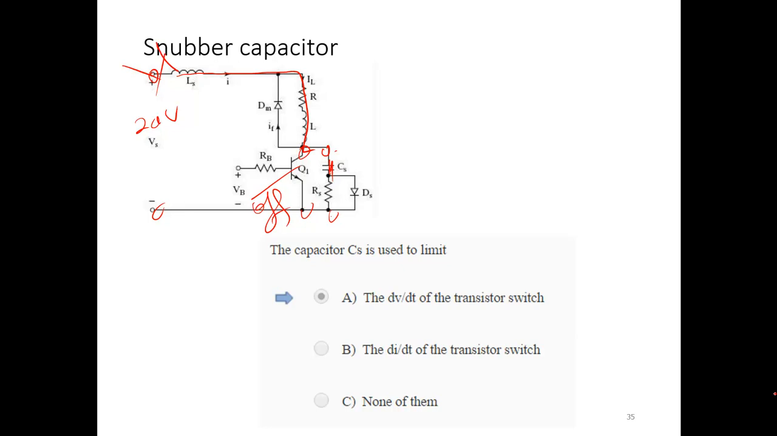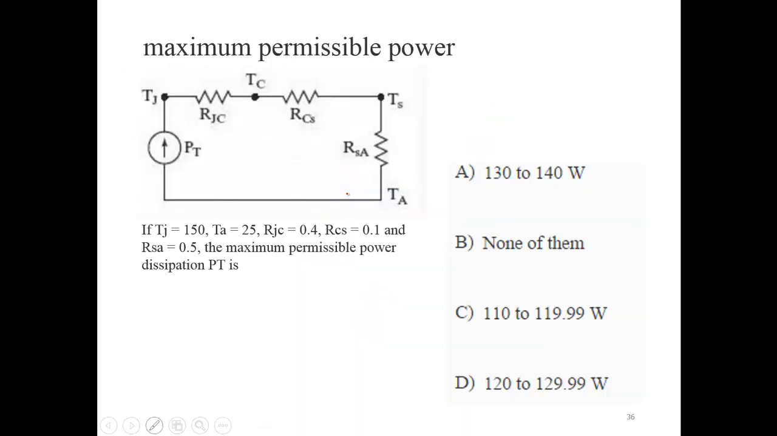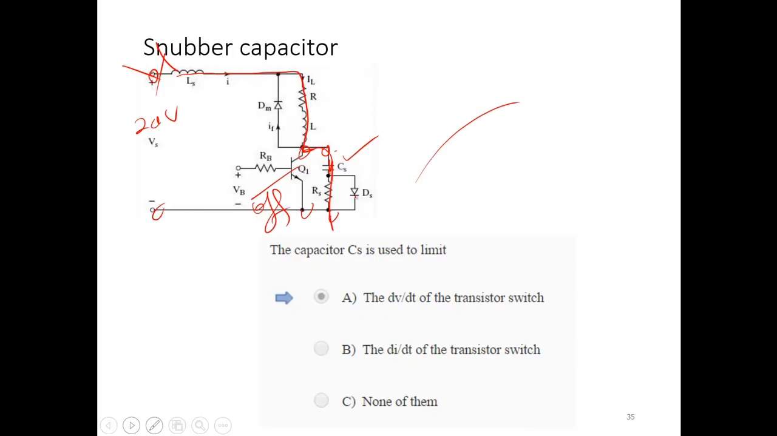What you do, as a result, is put a capacitor across it intentionally. The capacitor will try to pass current, and it will charge slowly. Remember, the capacitor charges slowly, exponentially, through this R. So the voltage across the capacitor rises slowly, and dV/dt will be slow there. That's why you protect that device from dV/dt. The CS is used to protect the transistor from dV/dt.